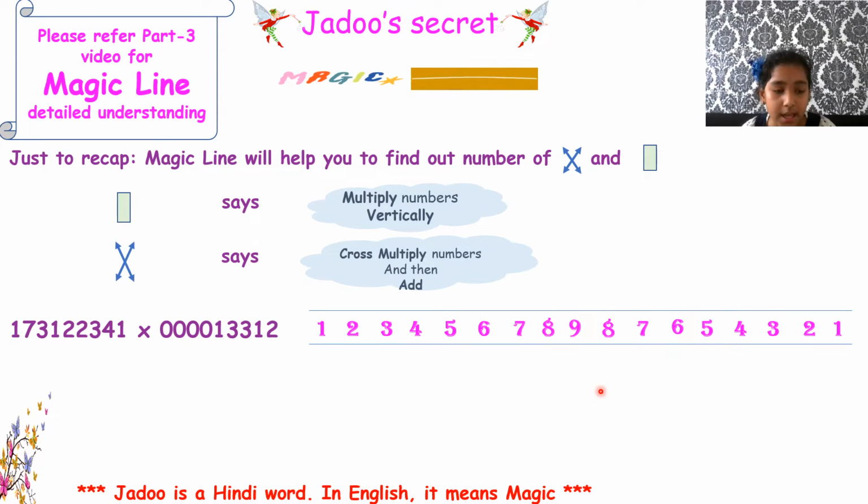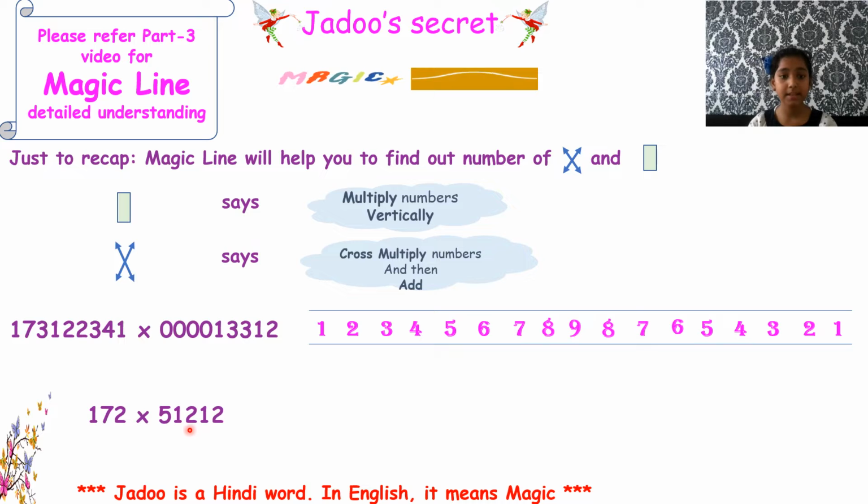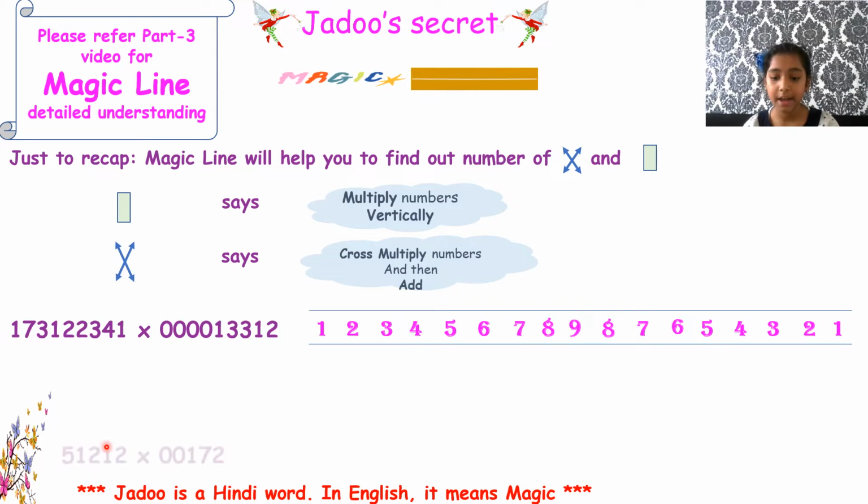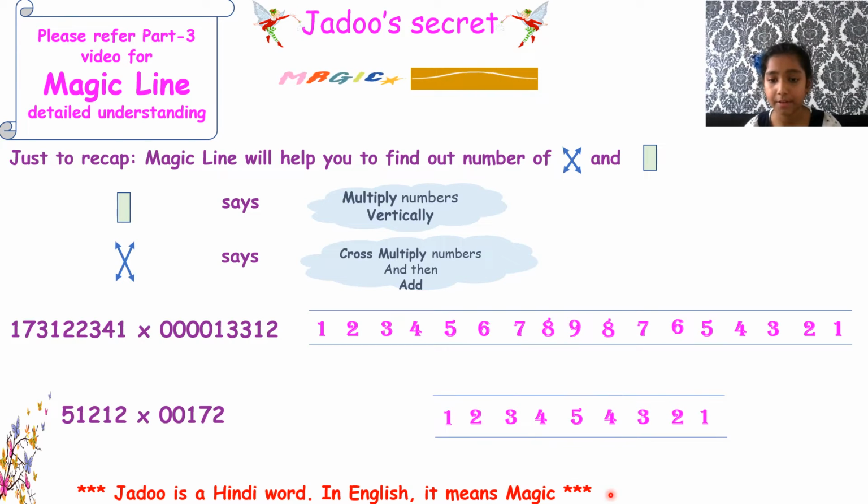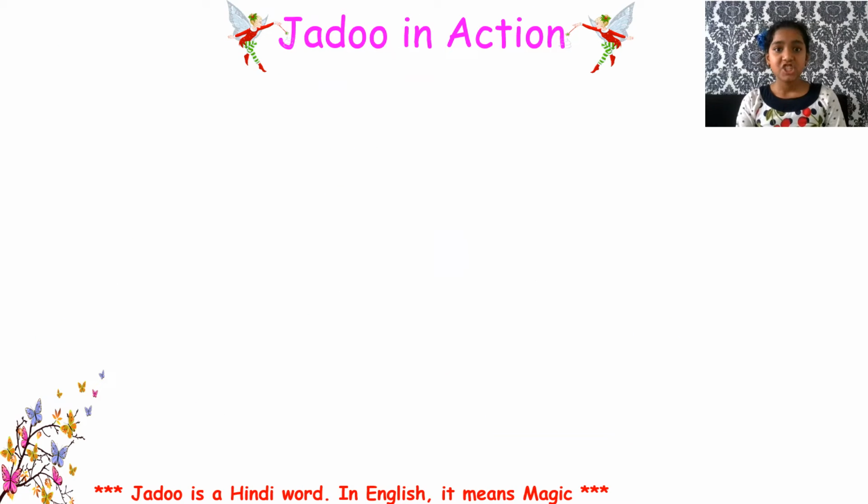Now I have one more example for you. Now the multiplier has 3 digits and the multiplicand has 5 digits. So we will just add 2 zeros before it. And now I've just switched them, just making it easy. Now we have 5 digits over 5 and I will decrease 1 from 5 on both sides. So 4, 3, till we reach 1. So 2, 1, stop. So let's apply the Jadoo.